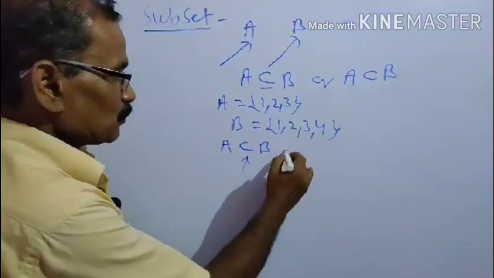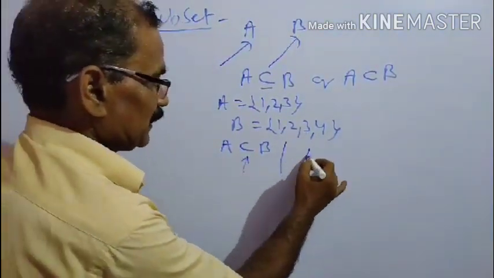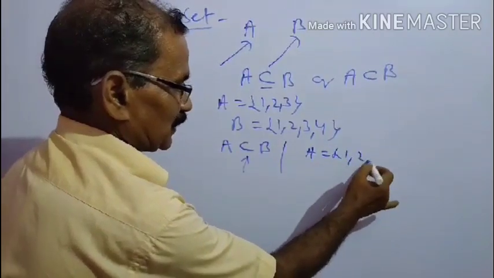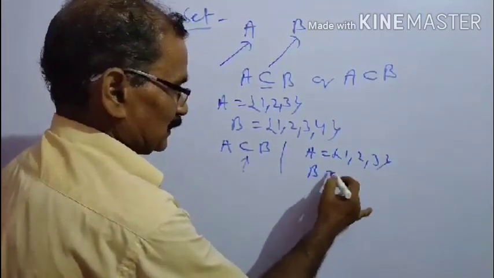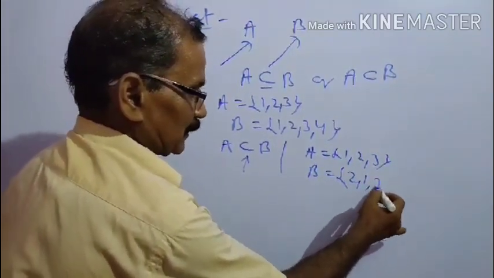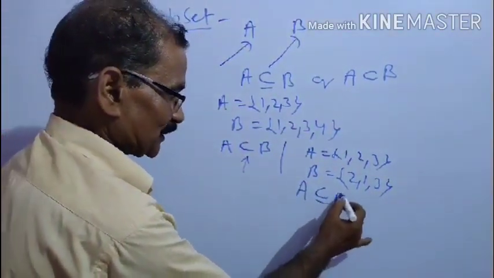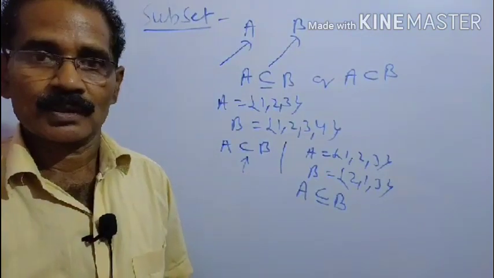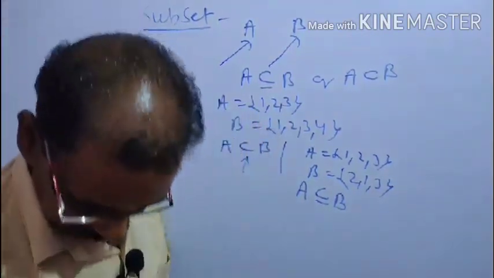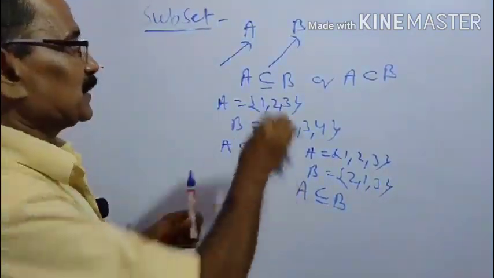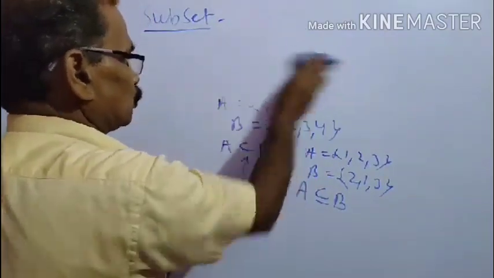And if we take A = {1, 2, 3} and B = {2, 1, 3}, then we can say that A is a subset of B. This is the subset. And the next topic, Cartesian product of two sets.